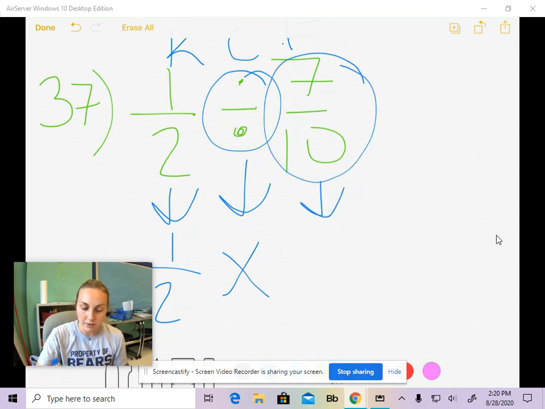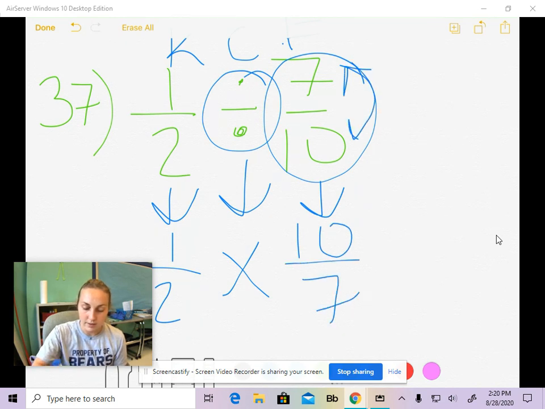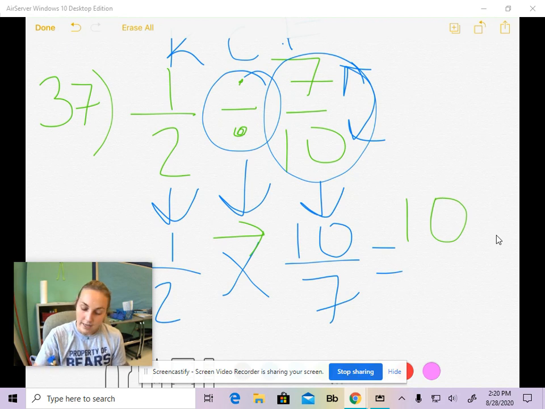So let's drop it down real quick. It's going to be 10 over 7 now. We're going to flip it. Okay, so then we're just going to multiply across. 1 times 10 is going to be 10. And 7 times 2 is going to be 14.